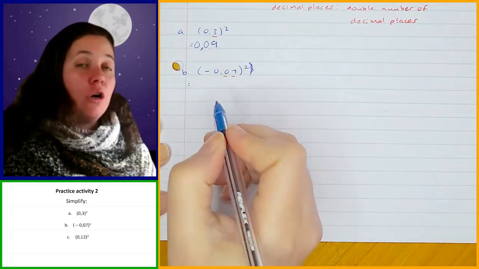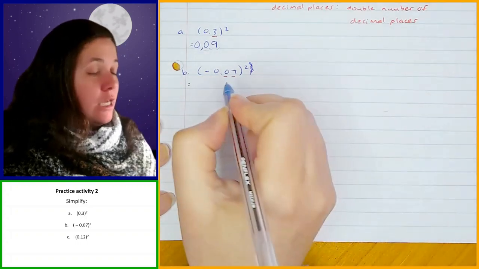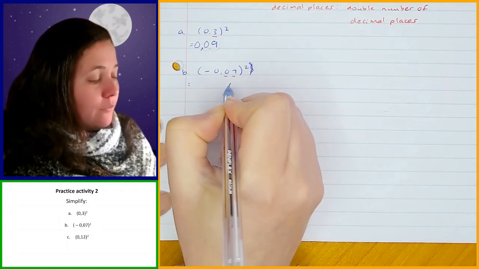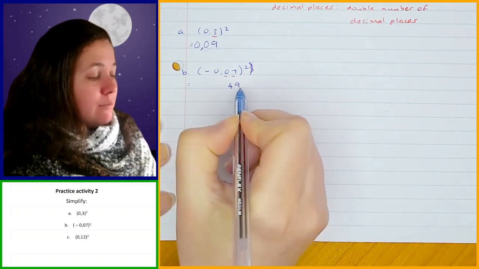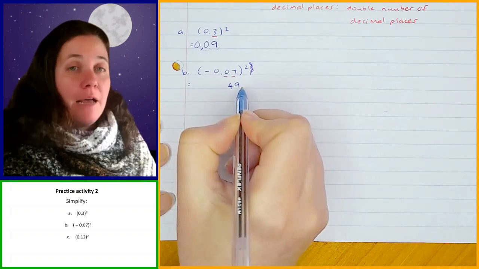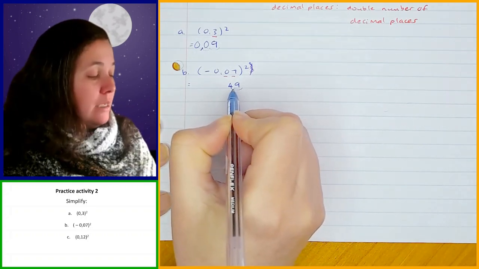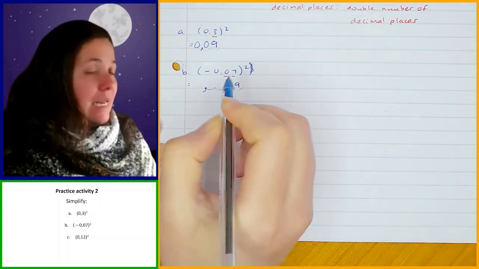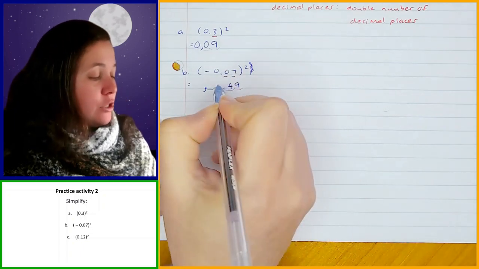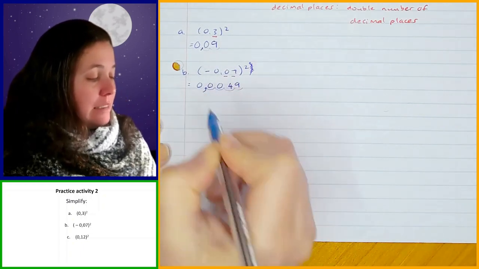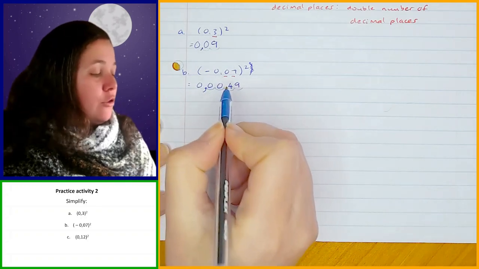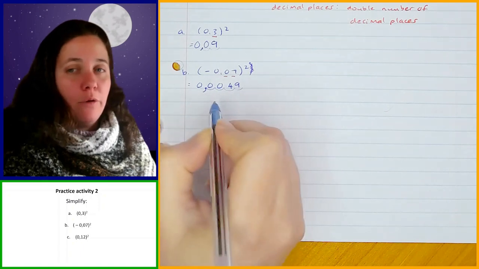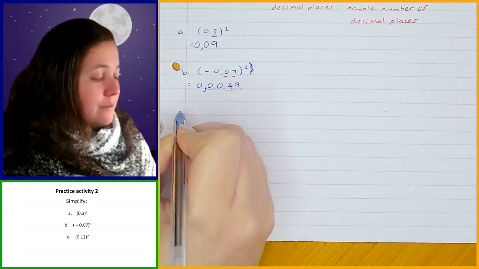So I need to make sure that my answer is going to have 4 decimal places. So I need to make sure I have enough space to write that in. So I'm going to put my 49 a little bit further along. My decimal starts over here, and I'm going to check that I have 4 decimal places going this way. 1, 2, 3, 4. So this is where my comma needs to go. I need to fill in all those extra places with zeros. So I've got a 0 there, 0 there, and 0 there. So I've got 0,0049. So that's what you should have got for question B. Obviously, without showing all of those little lines and things.